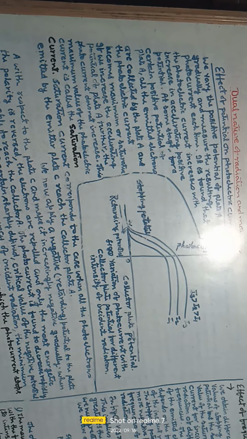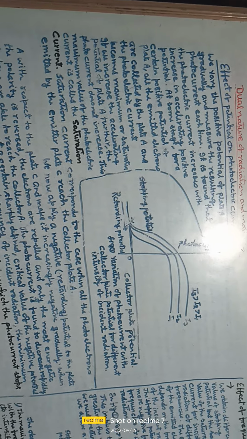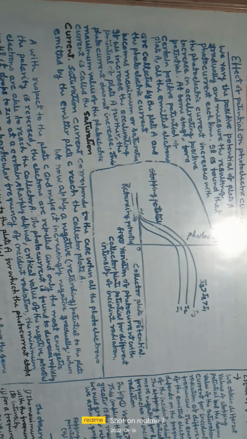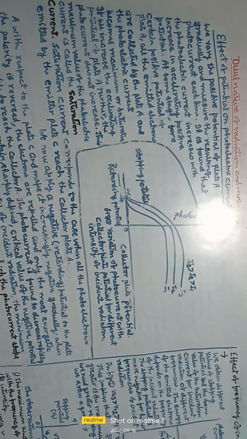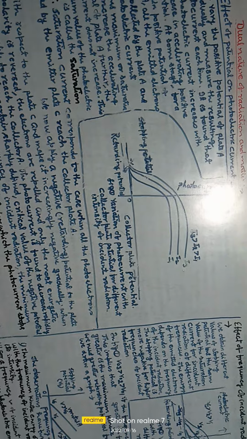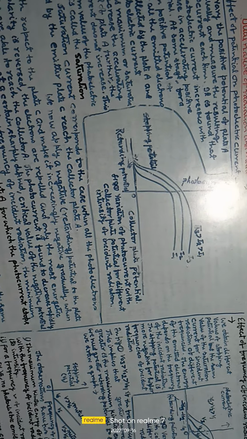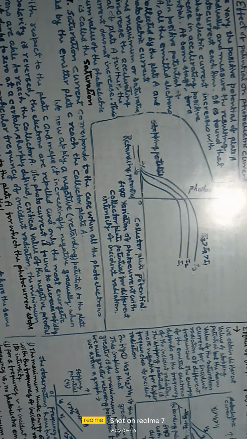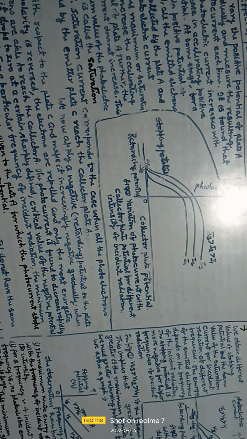This maximum value of the photoelectric current is called the saturation current. It corresponds to the case when all the photoelectrons emitted by the emitter plate C reach the collector plate A.